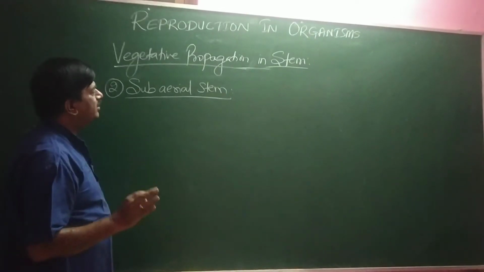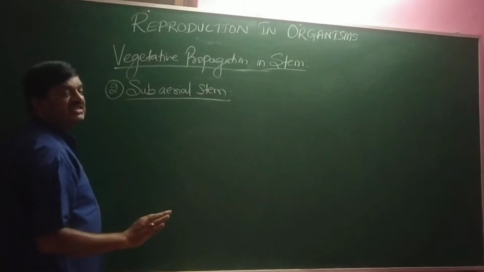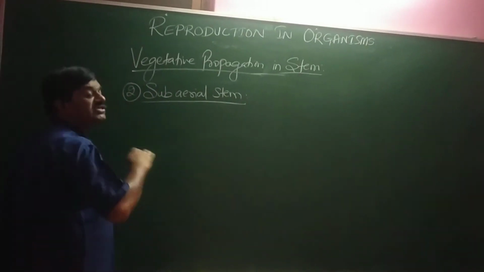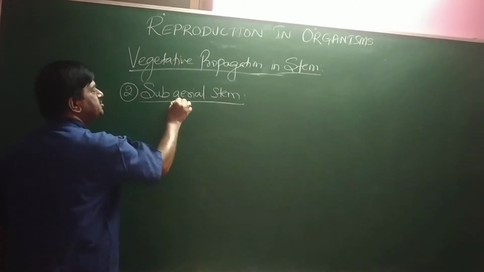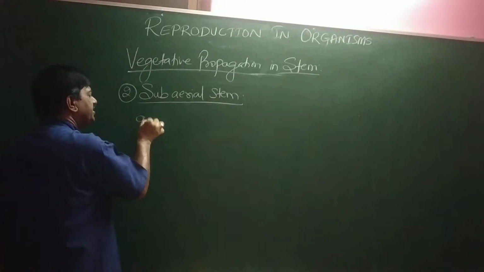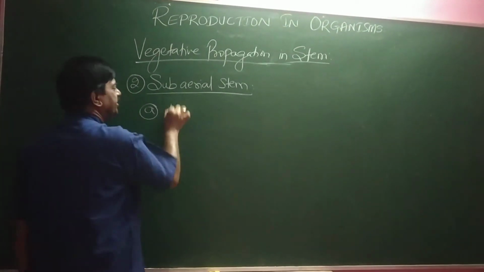The second one is called subaerial stem modification. The meaning of subaerial stem: the stem is always growing on the surface of the soil, hence it is usually called subaerial stem modifications. In this, we are going to see different types of subaerial stem modifications.